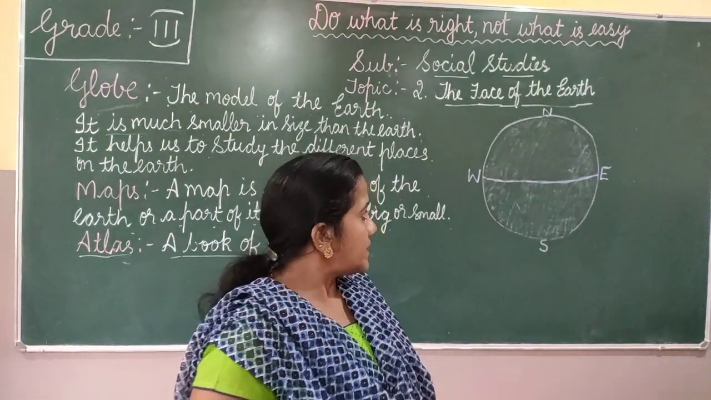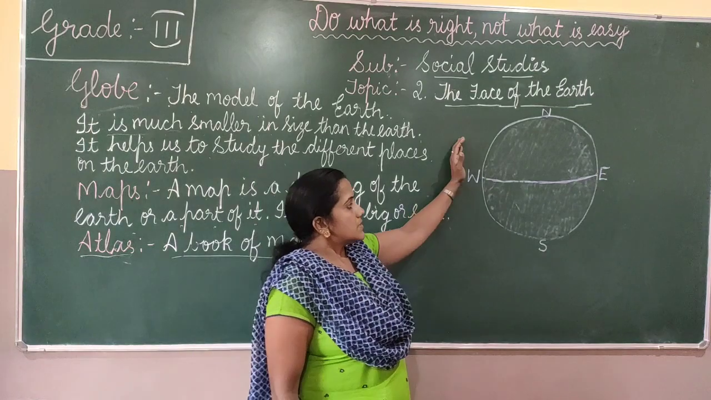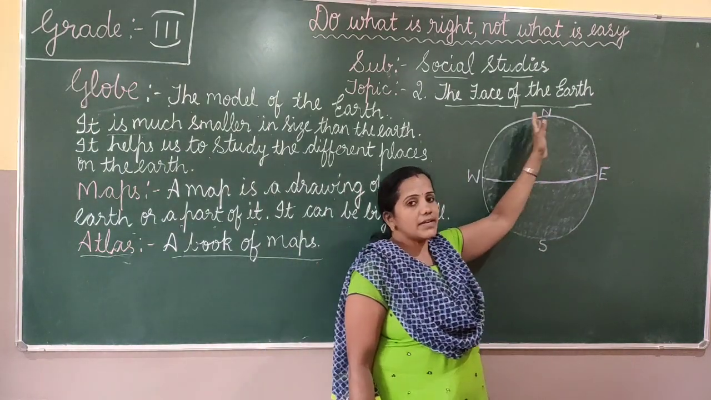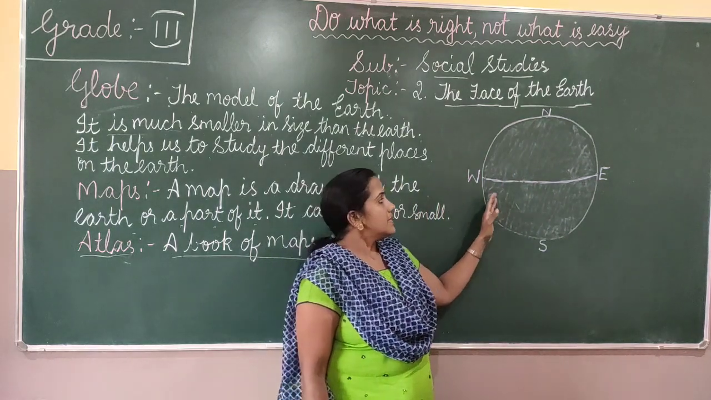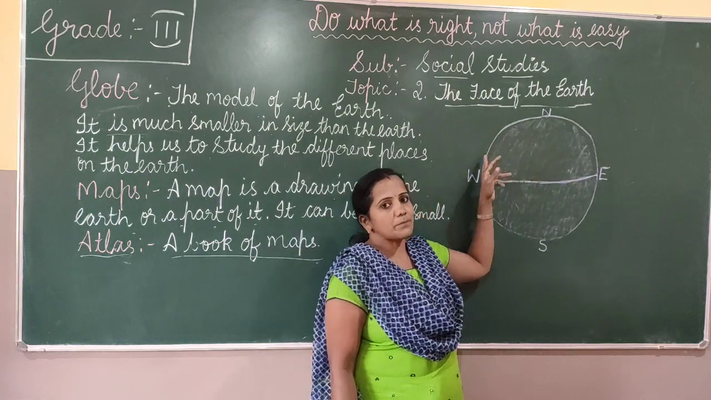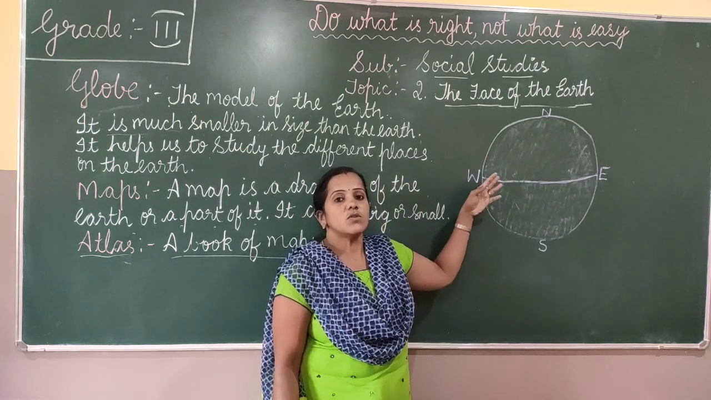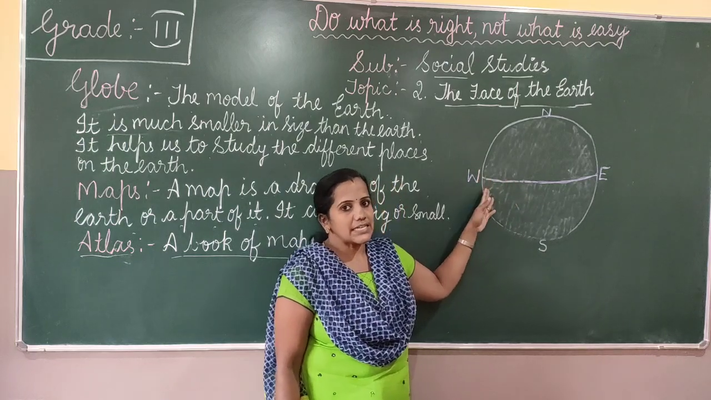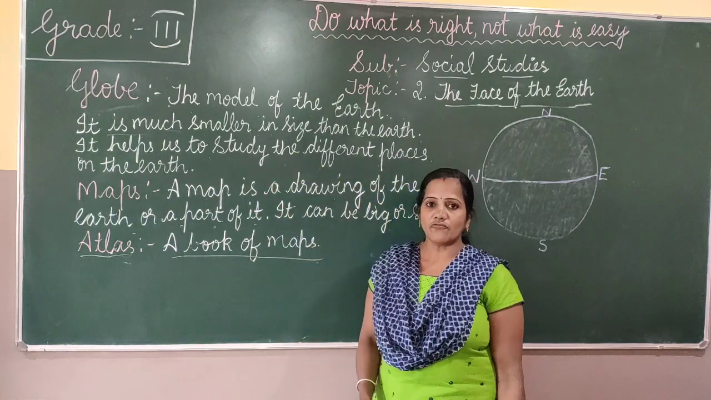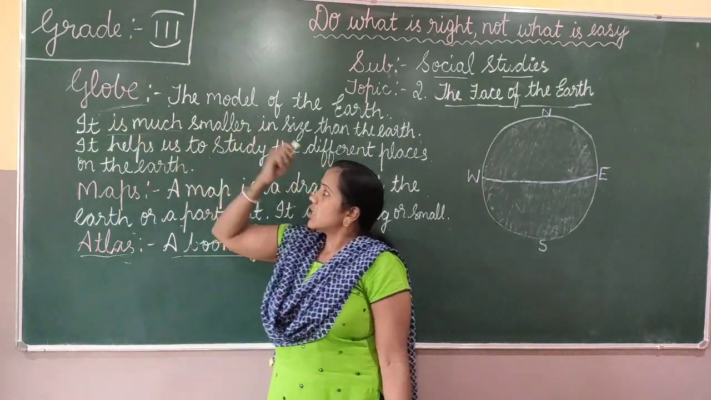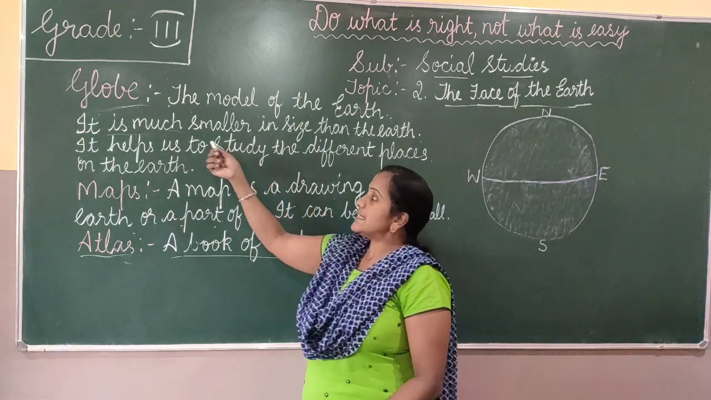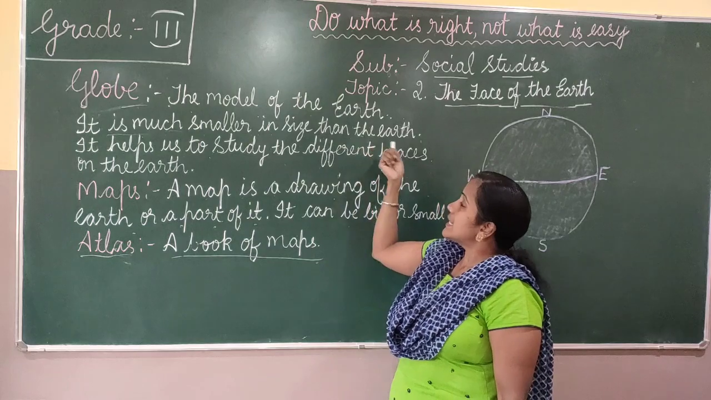Okay children, I'll repeat once again. So this is the earth. The earth is a very huge ball. To study about the earth we would have to go to each and every place, so it is very difficult. For that purpose we have made a model of the earth, and it is called a globe. So the globe is the model of the earth, and it is much smaller in size than the earth.